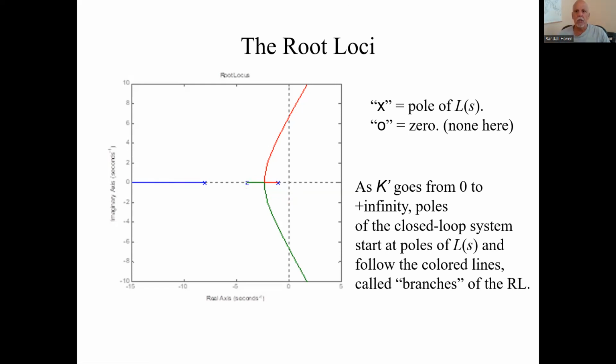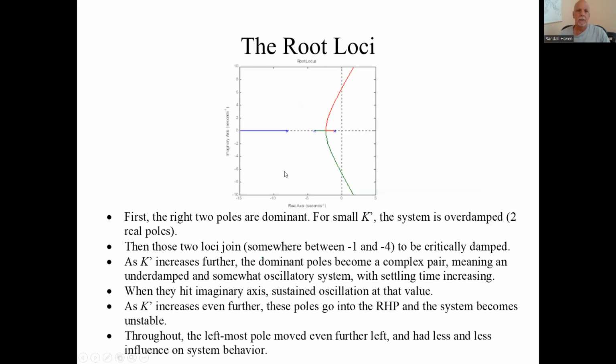And then as K keeps getting bigger, at some point you get to where they go through the imaginary axis. At that point, you have sustained oscillation. And as K prime gets even bigger, these poles move into the right half plane and you have an unstable system. Look how much we learned from the root locus graph. That's a lot to know about. And that's what root locus does for you. Here's the same graph, and all these bullet points are what I just went over.